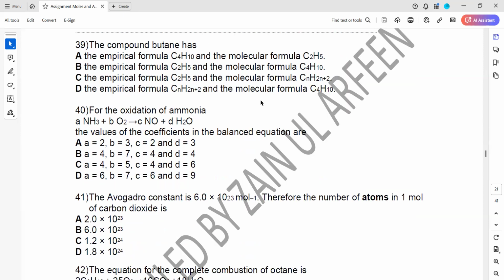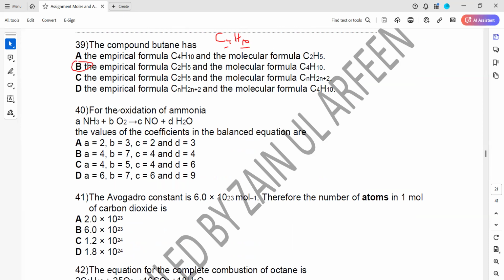Question 39. Compound butane has an empirical formula. So butane, the molecular formula, means 4 carbon and 10 hydrogen. And the simplest ratio between 4 and 10 is 2:5. So C2H5 is the empirical formula and C4H10 is the molecular formula.